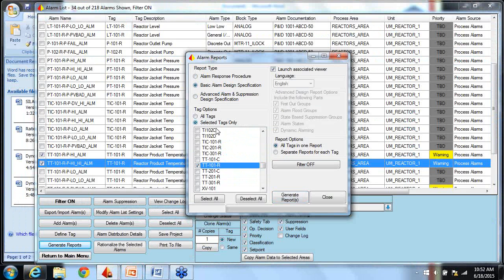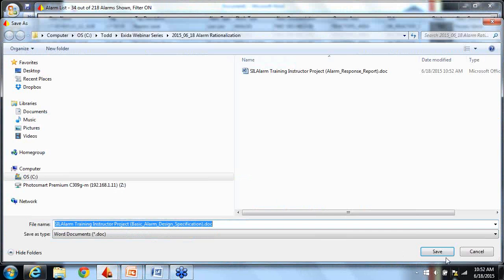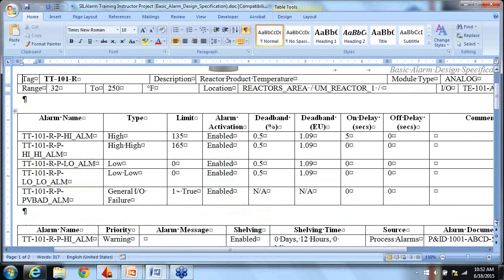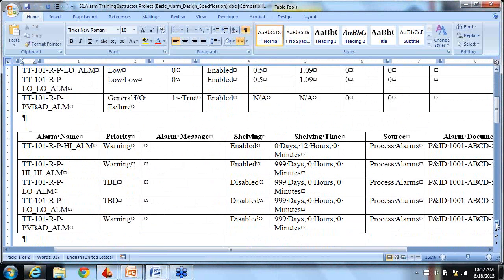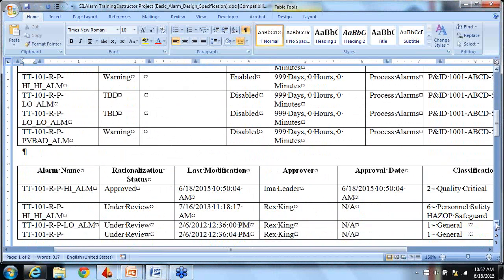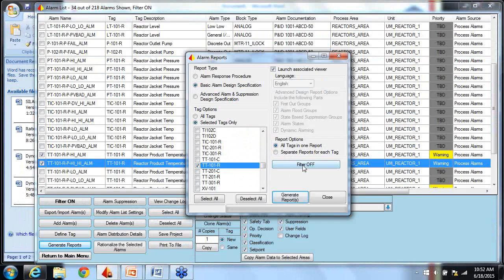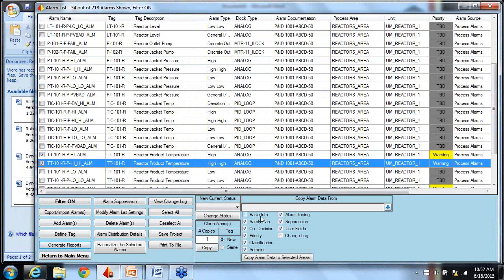We can also create specifications that talk about the actual design of that control module if it was going to be manually updated in the control system. So here's all the alarms that go with that tag, what their associated settings and configuration information is as a result of our rationalization. So there's a lot of different documentation that can be created from within the tool to document the results of rationalization. Now the final thing that we want to show as part of the rationalization is it took us 15 minutes to go through those 2 alarms.